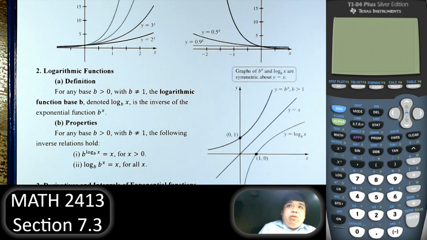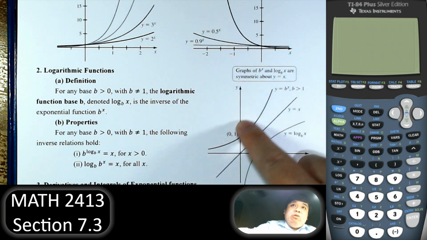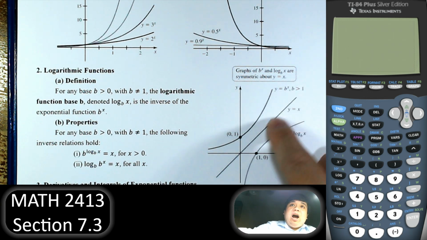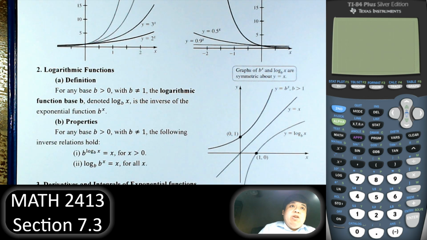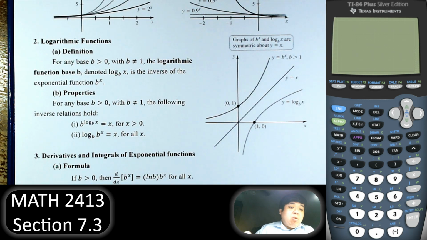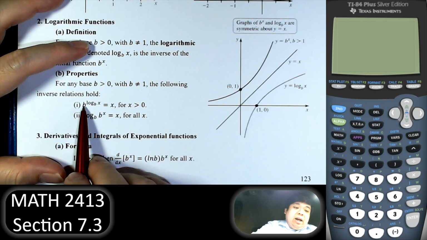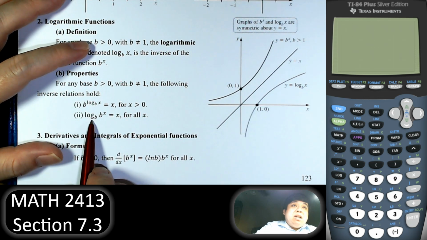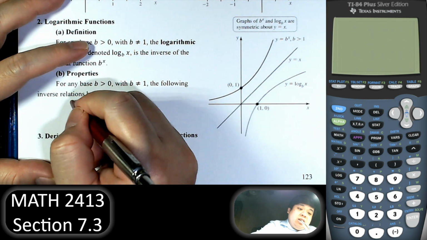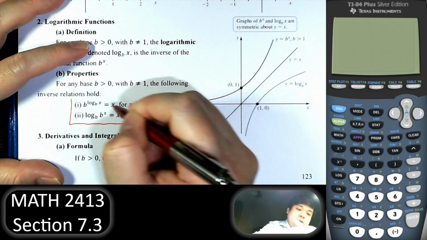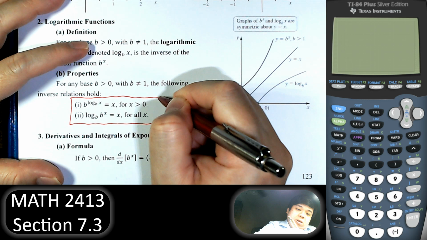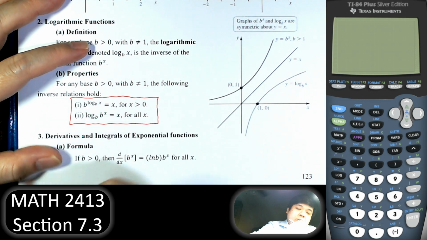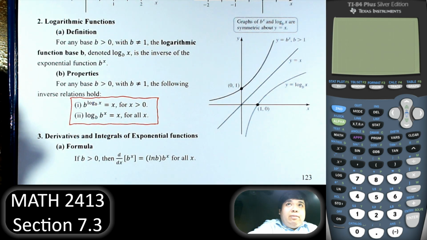The logarithmic function and exponential function are symmetric about the line y equal to x because they are inverses of each other. And the properties of inverse functions: b to the log base b of x is equal to x, and log base b of b to the x is equal to x as well. Right, so we have that.